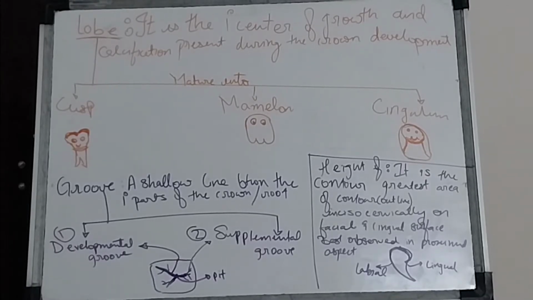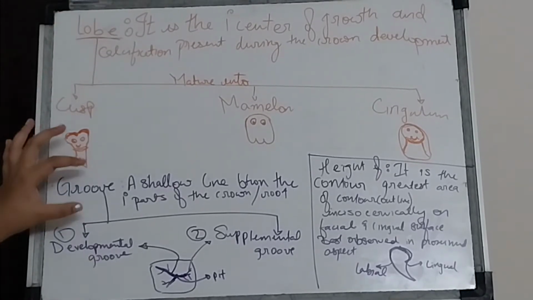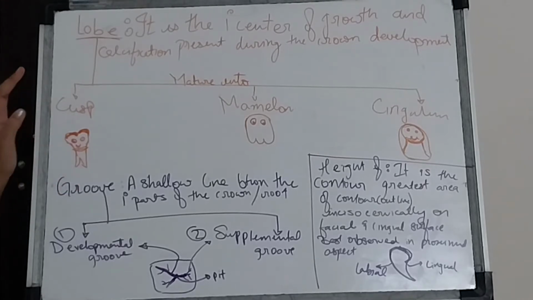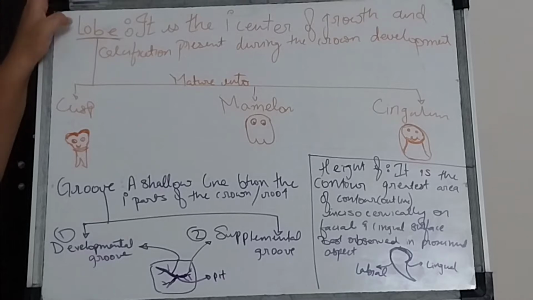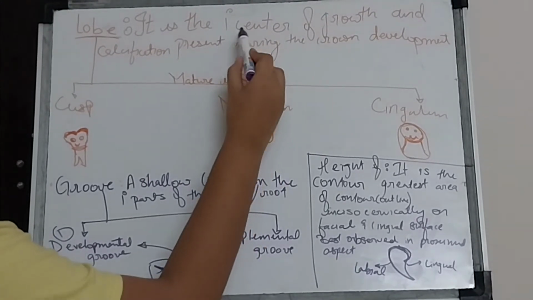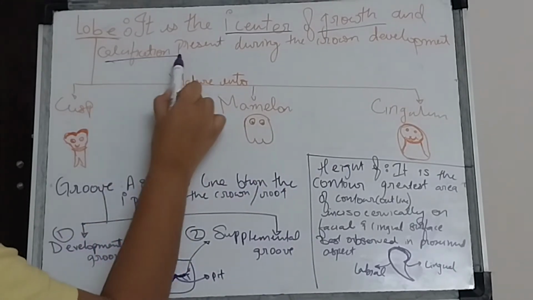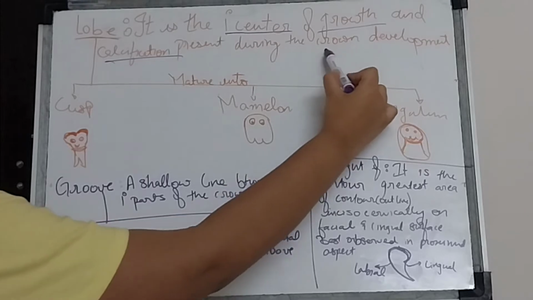Okay, so now we will be dealing with this. What is a lobe and what is a groove, pits, tubercle, sulcus, all this we will be discussing right now. So lobe is the primary center of growth and calcification present during the crown development.